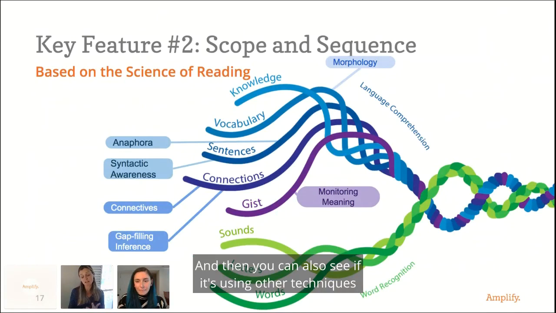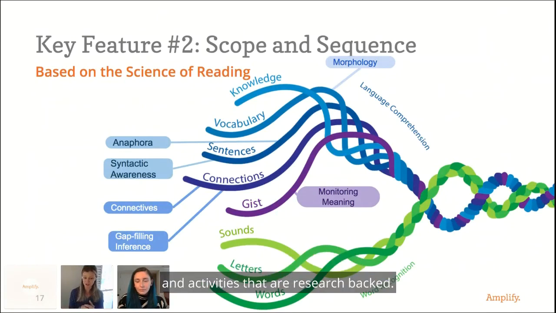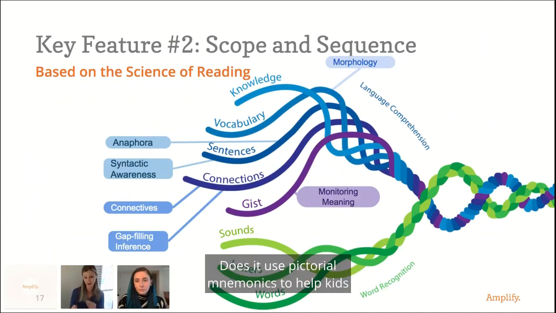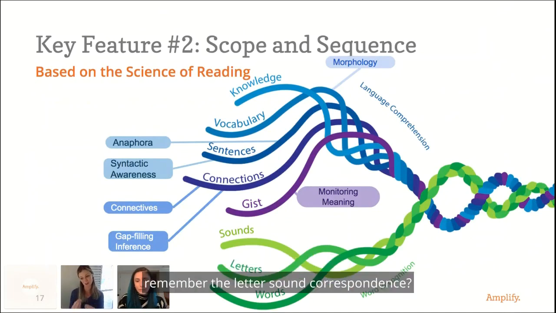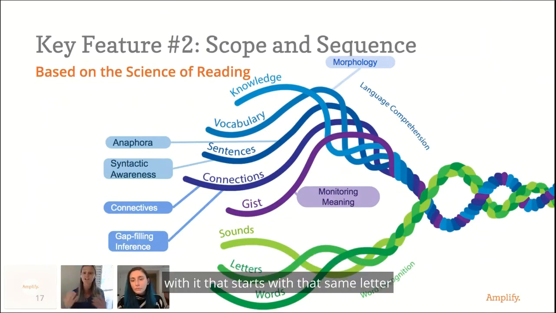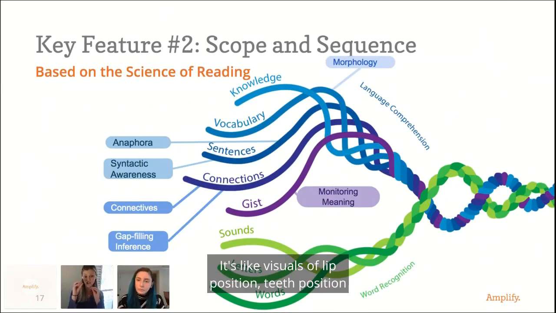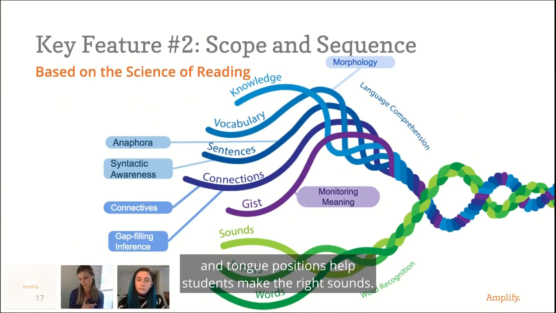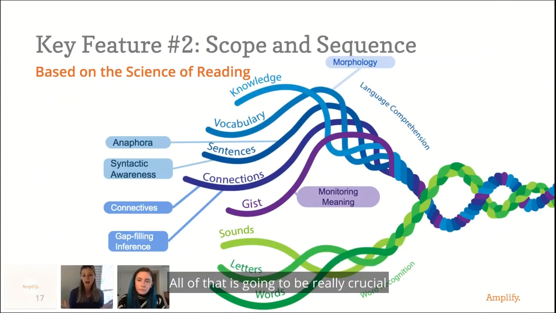And then you can also see if it's using other techniques and activities that are research-backed. Just keeping on the phonics example, does it use pictorial mnemonics to help kids remember the letter-sound correspondence? If you have the letter and a picture that goes along with it that starts with that same letter, they can make that association. Does it provide supports like visuals of lip position, teeth position, and tongue position to help students make the right sounds? All of that is really crucial and is research-backed strategies and techniques to help students learn.